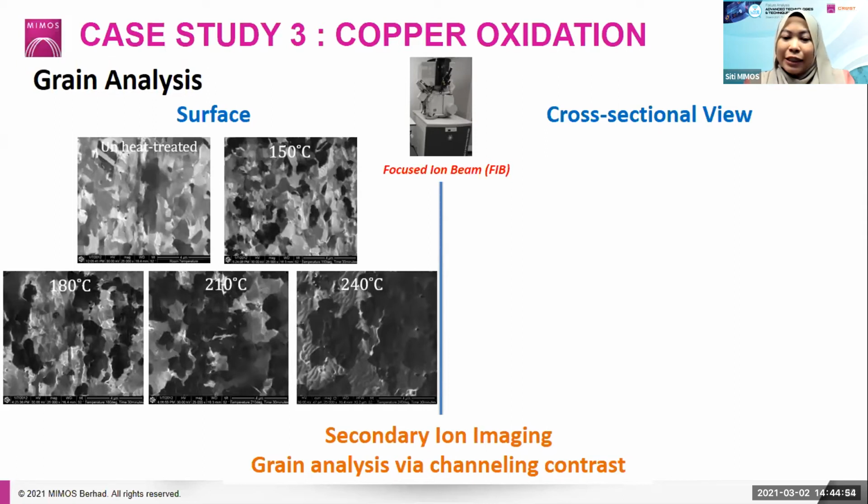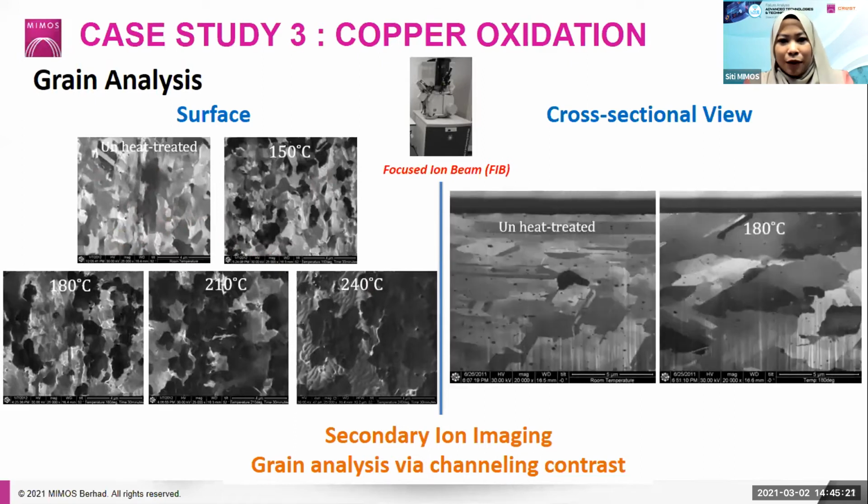The grains in crystalline material are typically oriented at different angles. Therefore, the incident beam from the FIB will penetrate differently at different depths, and it produces different contrast on the sample. So you can see either dark or bright contrast corresponding to each grain. For the cross-sectional view, of course, we have to perform the FIB cut first. Then only can we acquire the image by using secondary ion imaging. The results that we obtain from here can be further processed using any grain size analysis software to calculate the grain size.